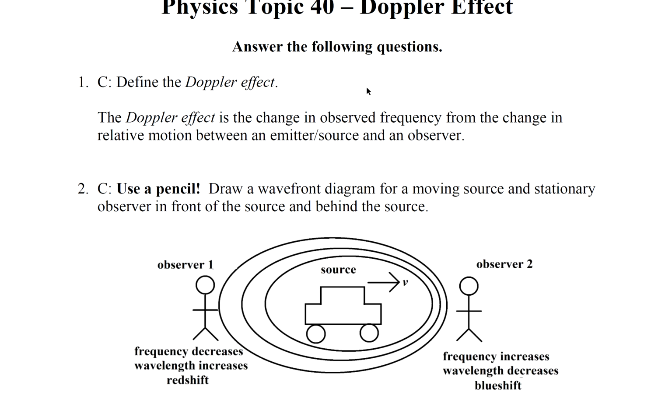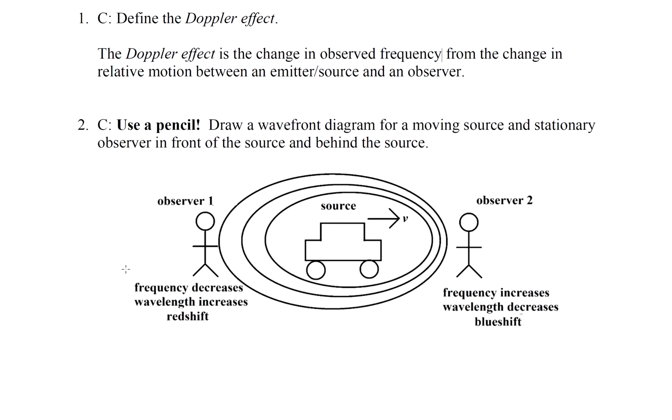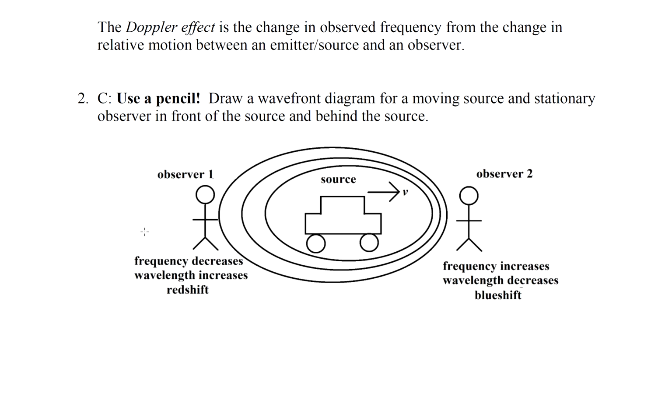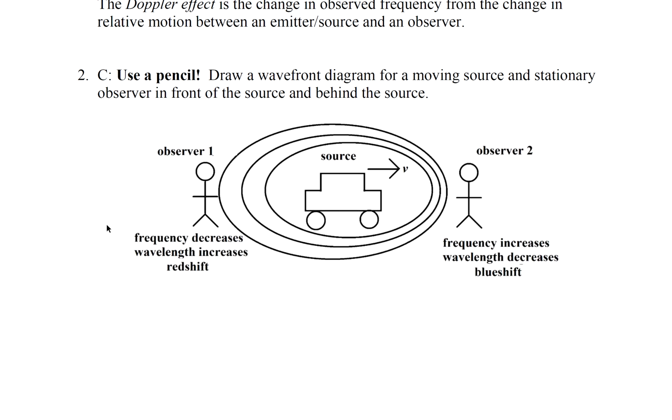Question 2. Draw a wavefront diagram for a moving source and stationary observer in front of the source and behind the source. So the two observers who are recording the frequency and wavelength are not moving, they're stationary, they're in front of this moving source and behind this moving source. You could see the wavefronts next to observer 1, they're increasing their wavelength. Therefore, they're decreasing their frequency because V equals lambda F.